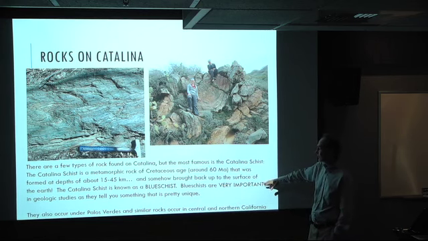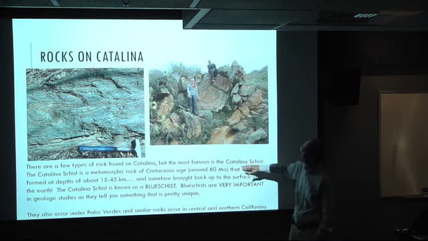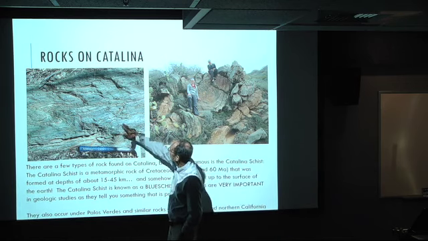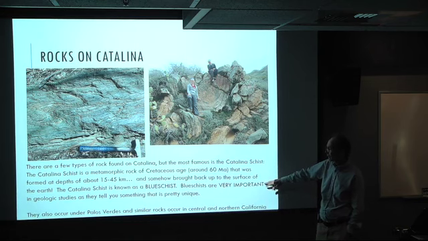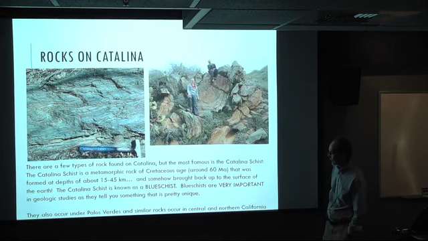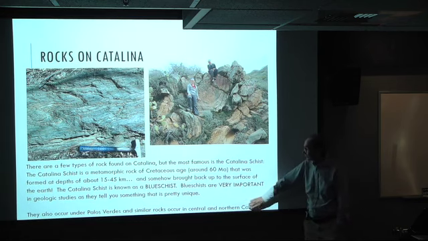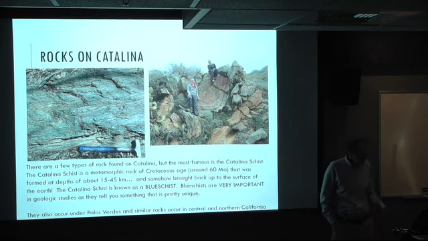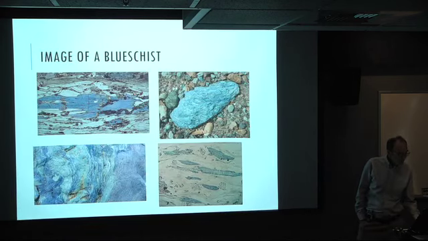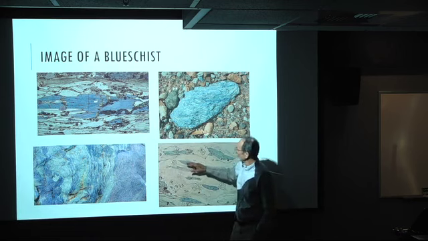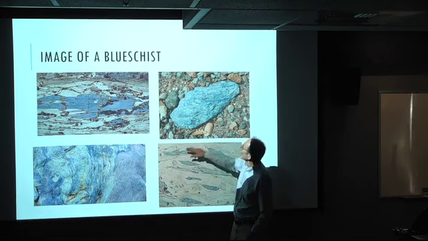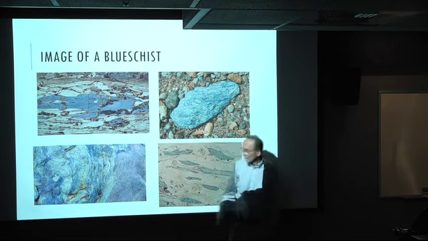The Catalina schist is known as a blue schist because it's got a bluish color to it. Blue schists are very important in geologic studies, as they tell you something. You can also see these same rocks on Palos Verdes Mountain. Here are some pictures of blue schist, so you can see why they call it a blue schist. These are microscopic images of the mineral glaucophane showing this bluish color, and these are hand specimens and outcrop.